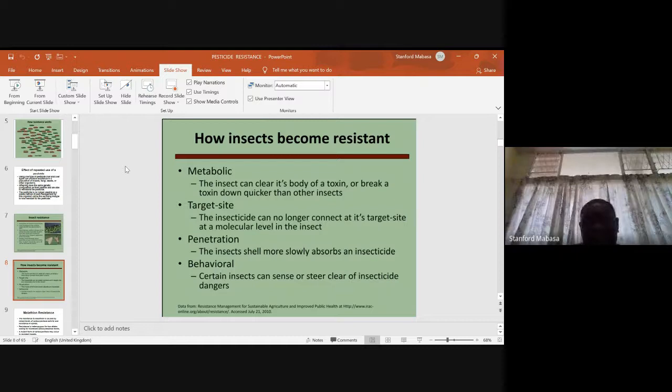Number three, it could be a question of availability, whether the pesticide is able to reach its site of action. So penetration, the insect's shell more slowly absorbs an insecticide. So it is the cuticle which can hold the insecticide. Number four, it could be behavioral. Certain insects can sense or steer clear of insecticide dangers. If you spray an insecticide, some of the insects may avoid the sprayed areas. This can also contribute to resistance.